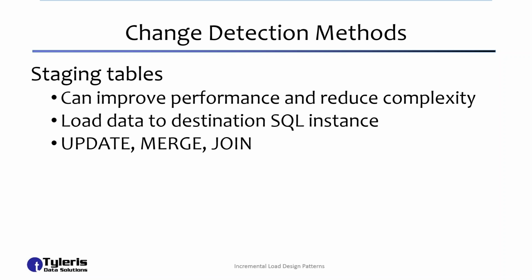join. Loading the data to a table on the instance that you're loading to, into a staging table, and then doing the relational operation, it's more of an ELT: extract, load, and then transform. That can save you a lot in terms of performance and complexity as well if you're using staging tables.